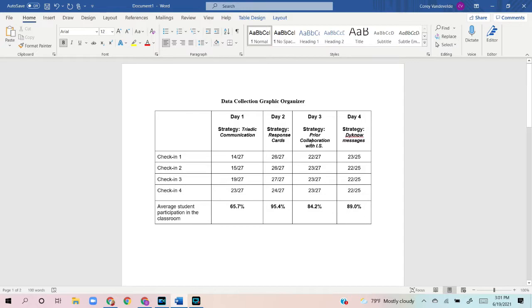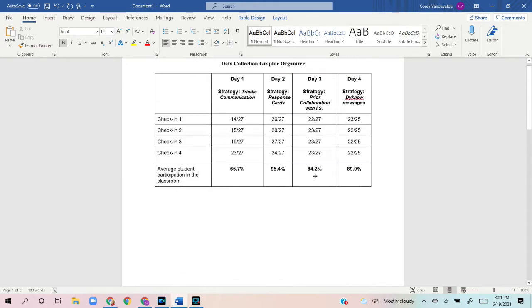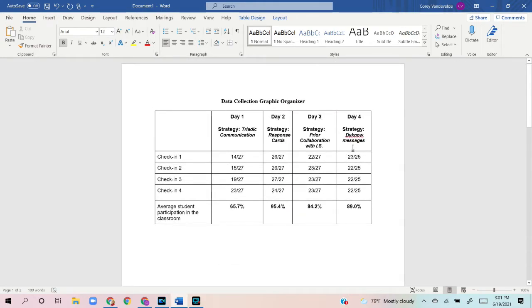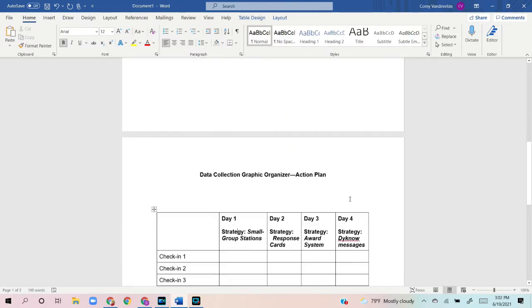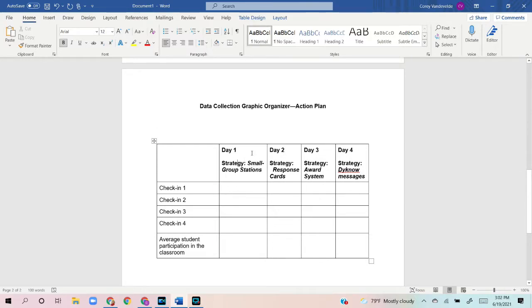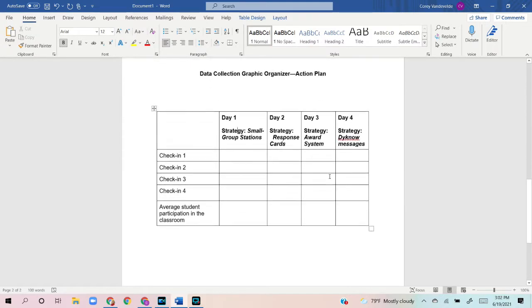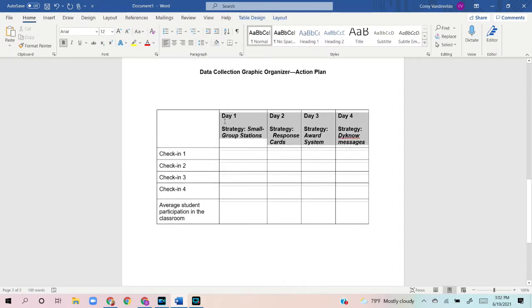The prior collaboration with intervention specialists, as I was doing this one, I just figured, this is something I'm doing anyway. I'm already collaborating with my intervention specialist that pushes into my classroom. So I also chose not to move forward with that one and find a different strategy. And then the Dino Messages one, this is one that I've already been doing in my classroom. It was pretty successful as well, so I chose to include that in my action plan again, just for repetition to make my data more reliable. So this is my new graphic organizer for my action plan. I thought this graphic organizer worked pretty well. I'm going to talk a little bit more about these strategies in the next segment, and what I'm going to do and what students are going to do.